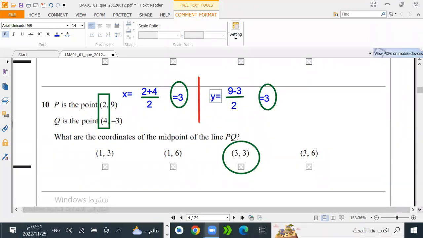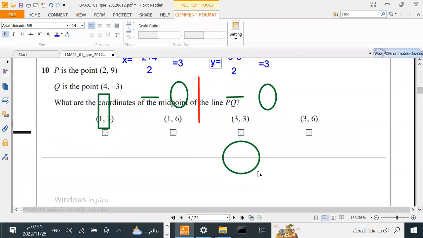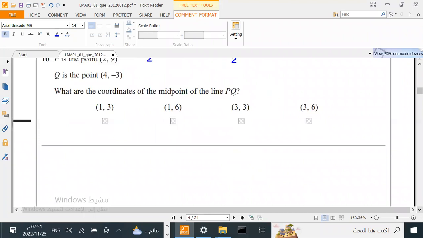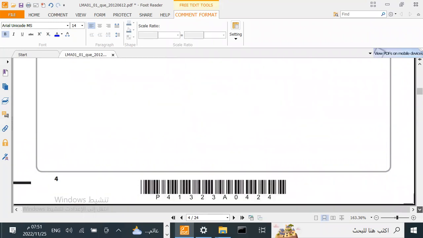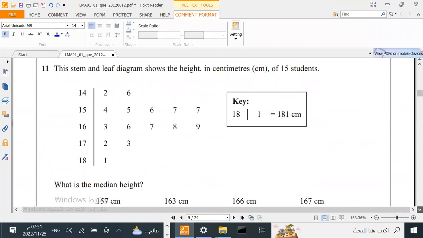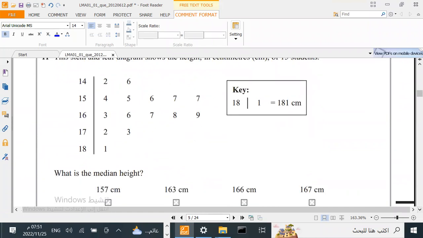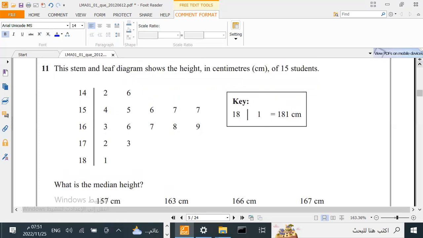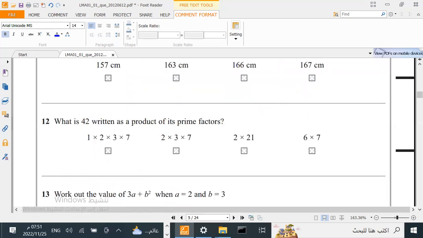Does it work 2 minutes until the end of the session? I think at the end of the session, I'll do another one. Let me check if the question is easy. Stem and leaf diagram, centimeters, 50 students. What's the median? This comes in the IGs. This is an IG question.